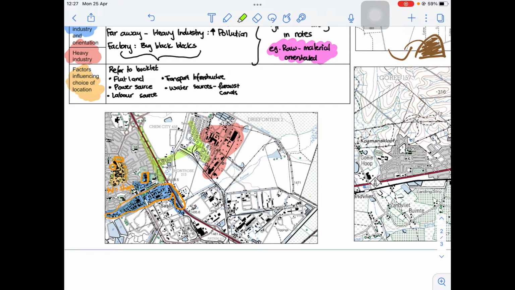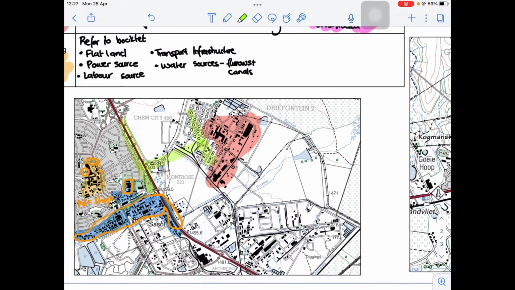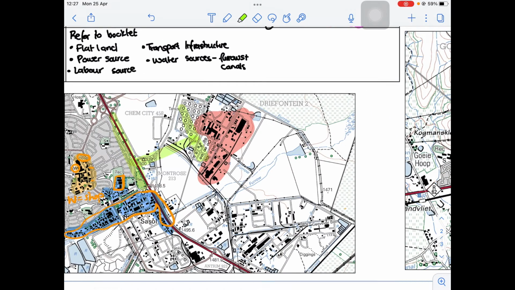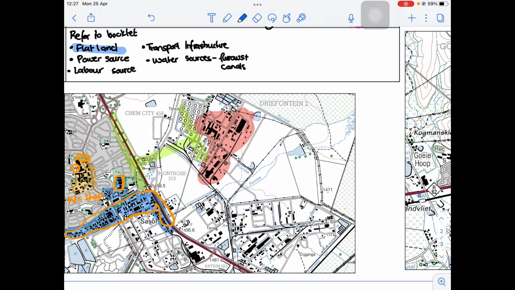Another thing that we always need to consider is the factors of why we chose to put that industry in that region. Always refer to the factors that influence the location of secondary industry. Why would we put that industry there? Those are things that we need to consider, like the availability of flat land. Okay, so we are looking at how flat the land is for those big buildings. It's easier to build on flat land if you're going to build really big buildings. It's cheaper, okay? Less engineering.